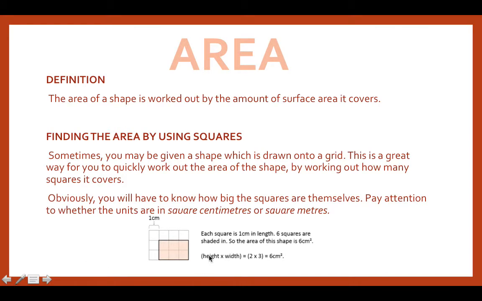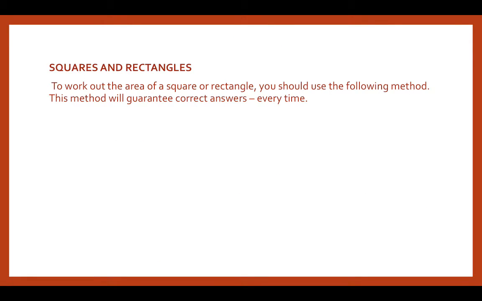So here is a quick example. We've got a square grid and here is a rectangle. Now as you can see, 6 squares have been covered by the rectangle, so this would be the area, because in other words, height times width is 2 times 3, so that gives you 6. Okay? So squares and rectangles.